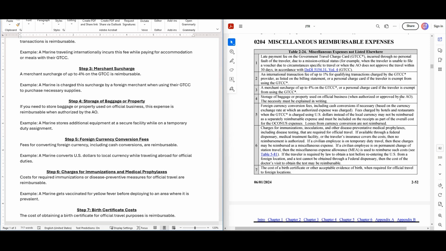Four is a storage of baggage or property used for official business. When authorized or approved by the AO, the necessity must be explained in writing. So this is usually where you get those excess baggage fees. Marine stores additional equipment at a security facility while on temporary duty assignment. So that's just an example.